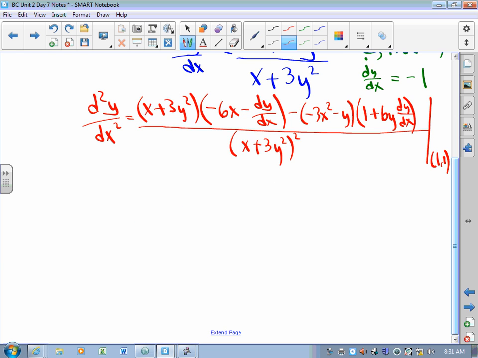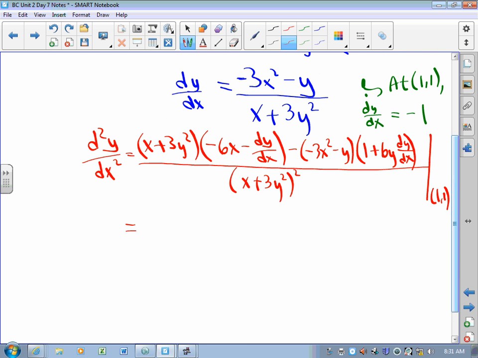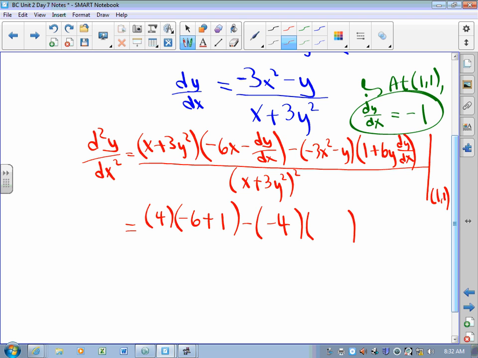So how do I evaluate that at 1, 1? Well, x is 1, y is 1, so that's 1 plus 3. In parentheses, we've got negative 6 minus dy dx, but dy dx is negative 1, minus negative 3 minus 1, right? And then 1 plus 6 times negative 1, over 1 plus 3 squared. And that turns out to be negative 40 over 16.